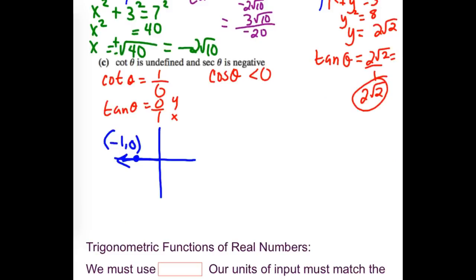Okay, so they are asking me to find which two? Cosine and tangent? Okay, well, we already found tangent, right? Tangent for our angle here would be y over x, so 0 over negative 1, or just 0. And cosine is going to be what? Cosine is x over r, so negative 1 over 1, or just negative 1?